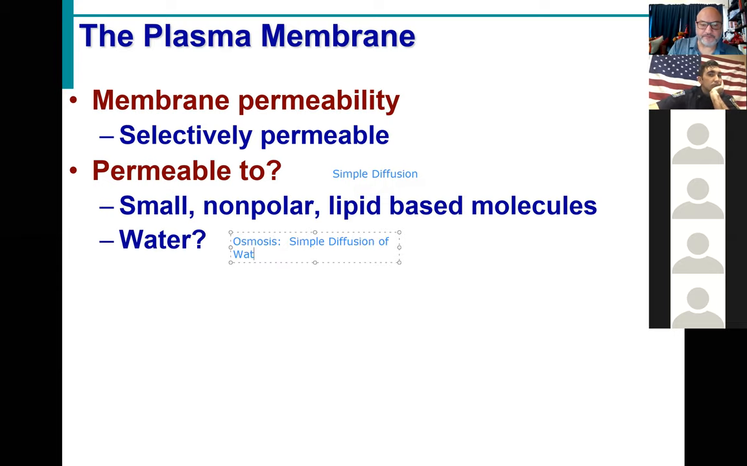But osmosis really is just the simple diffusion of water. Again, osmosis is thought of as this mystical, magical process, but really it's just the simple diffusion of water. So it's nice, once we set up these rules for simple diffusion, to know that water follows those rules as well.